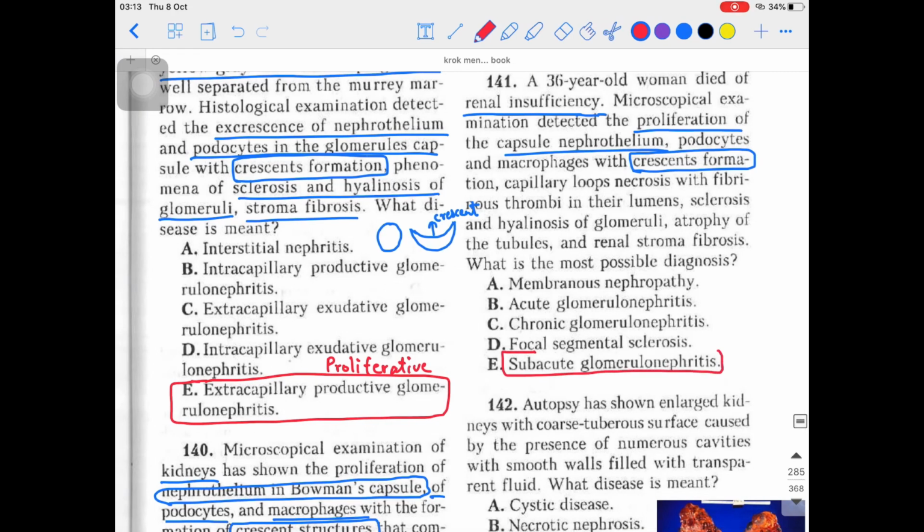So do not confuse. Having several names doesn't mean you should change the concept. The concept has to be the same, the name can be different. Sometimes they catch you in those things, right? So get that right: subacute glomerulonephritis, or malignant, or crescentic glomerulonephritis. If they give crescentic, it will be very easy for you guys, so that's why they are changing the terms. Okay, 142 now.